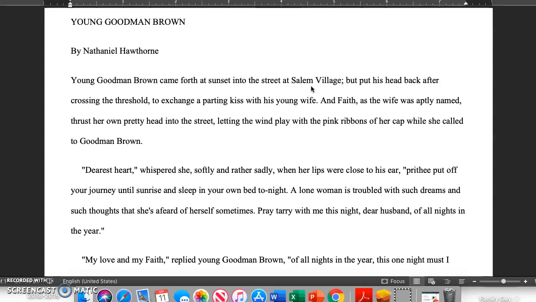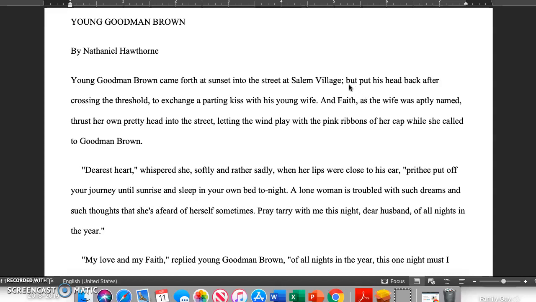Also, the Salem people were very, very religious. And I noticed down here in the second sentence that it's talking about Faith. Faith is Young Goodman Brown's wife. And in a way, most of the people in Salem were married to faith. Faith was a very big part of their lives. So I thought it was interesting that the author decided to name his wife Faith.